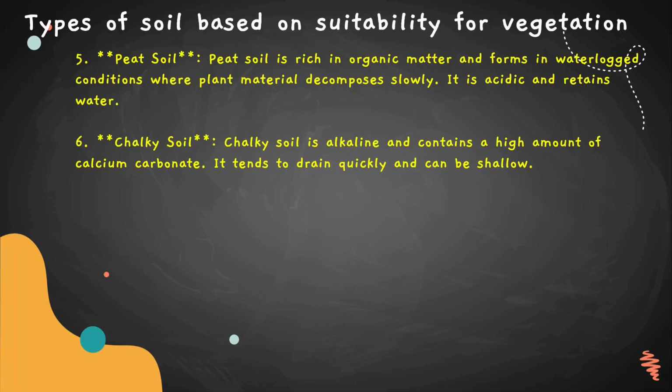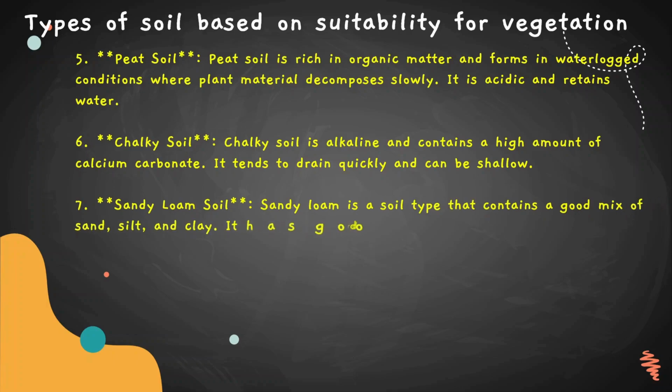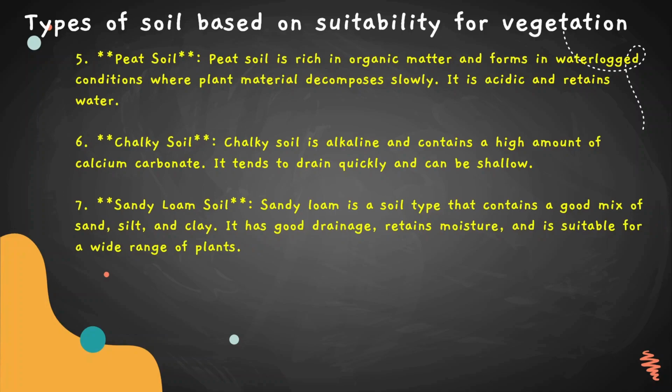Okay, so though it tends to drain quickly and can be shallow, it will not be that much fertile. In seventh position, we have sandy loam soil. Sandy loam is a soil type that contains a good mix of sand, silt, and clay. It has good drainage, retains moisture, and is suitable for a wide range of plants.